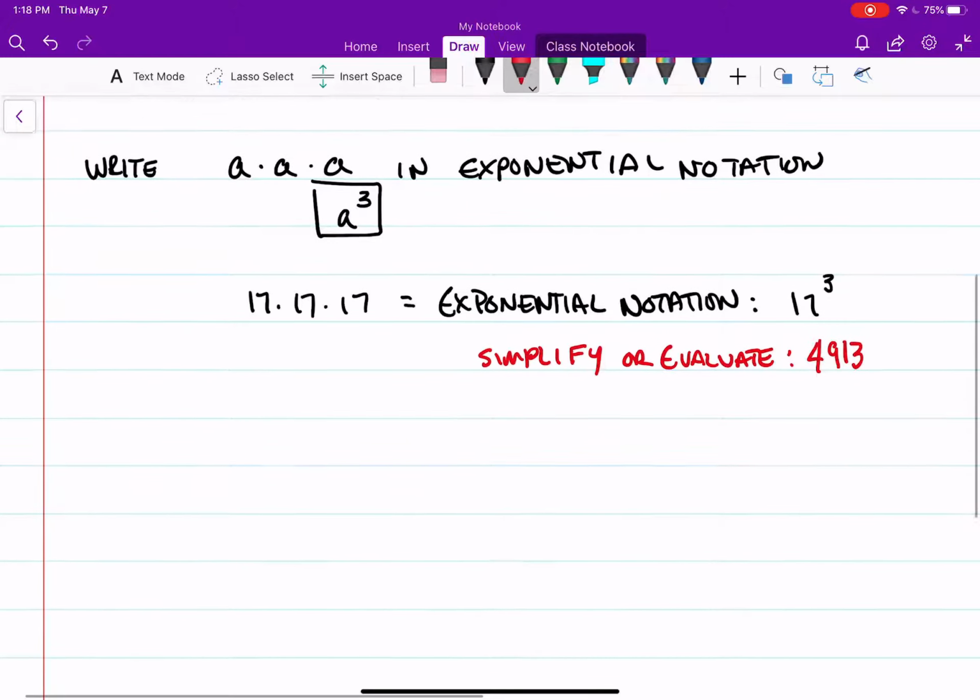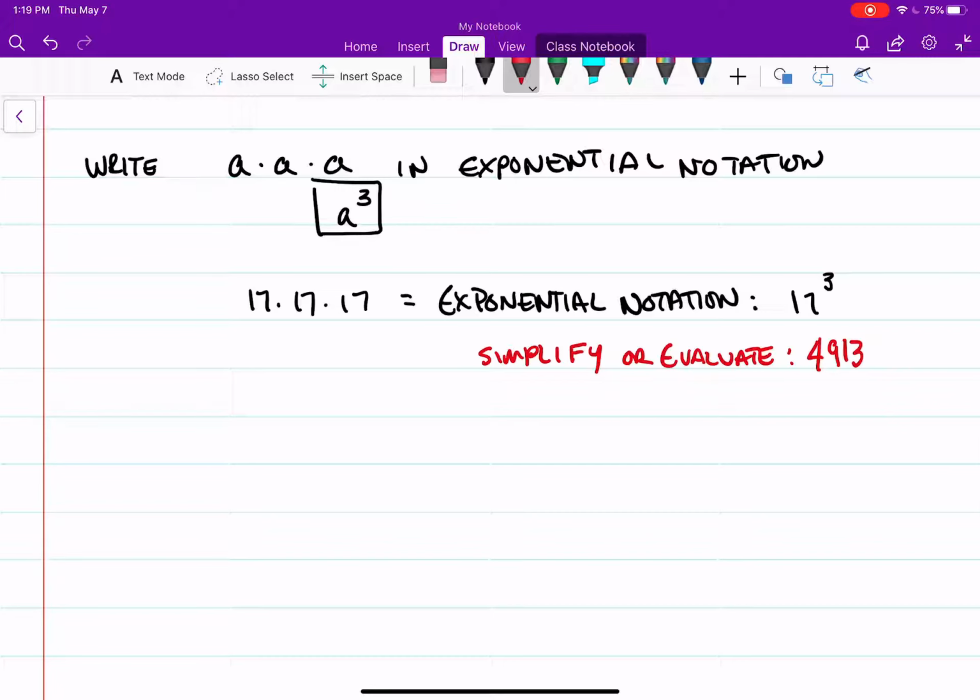Okay, so that's one thing. Now it could go the opposite way. It might just tell you to do, let's say, 5 to the third. It might ask you what that means. Well, that means 5 times 5 times 5. I write the base 3 times and multiply them. Or it can tell me to, again, simplify or evaluate. So then I would do 5 times 5 times 5, which would be 125. Okay? So it all depends on what they're asking you for.